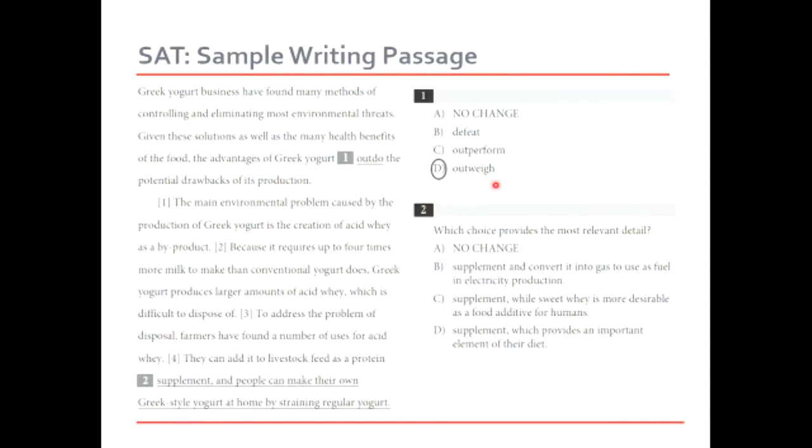Which choice provides the most relevant detail? Now, over here, number 2, they can add it to livestock feed as a protein supplement, and people can make their own Greek-style yogurt at home by straining regular yogurt. Remember, we should be reading the preceding sentences also. I just read the same sentence, but I did not read the sentence right before it. So I'm going to go through that.